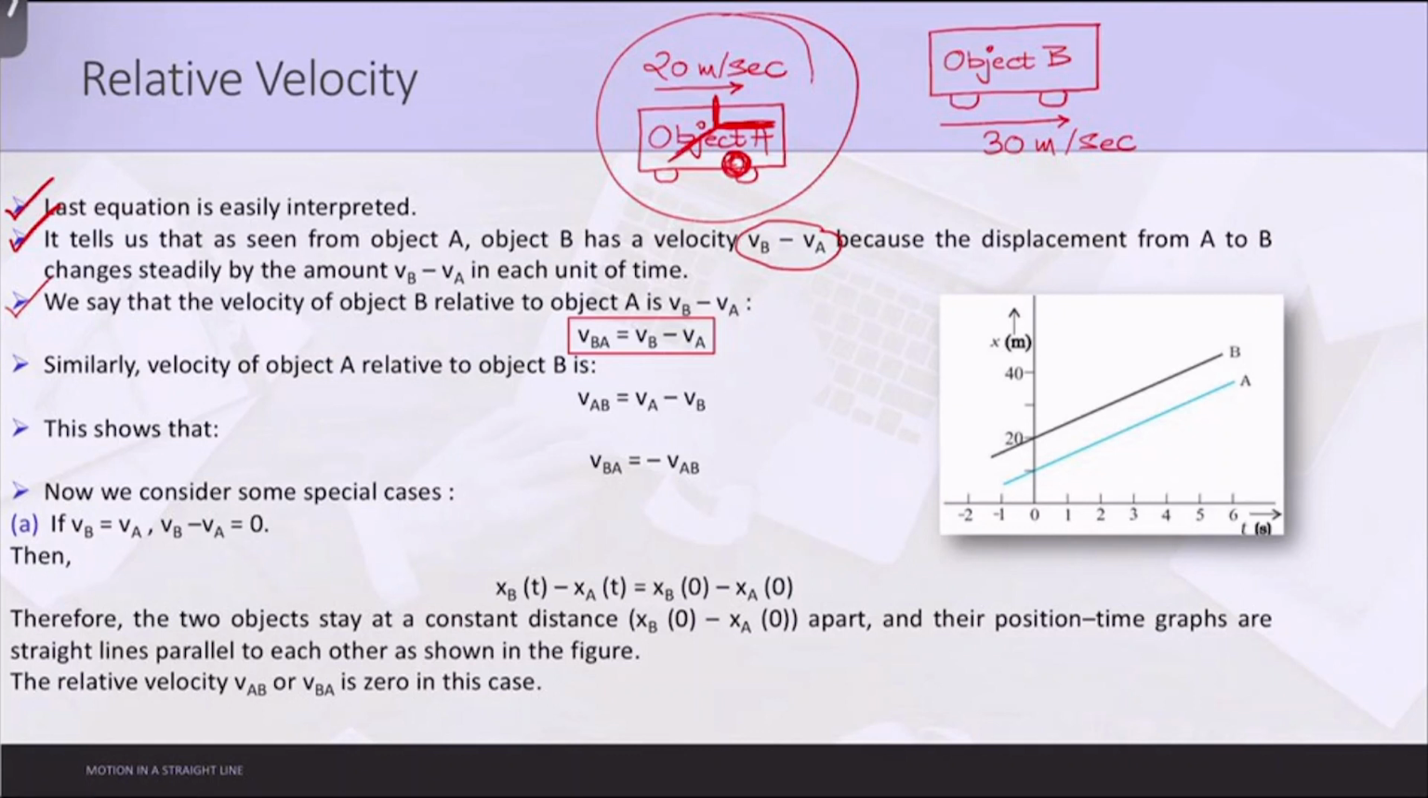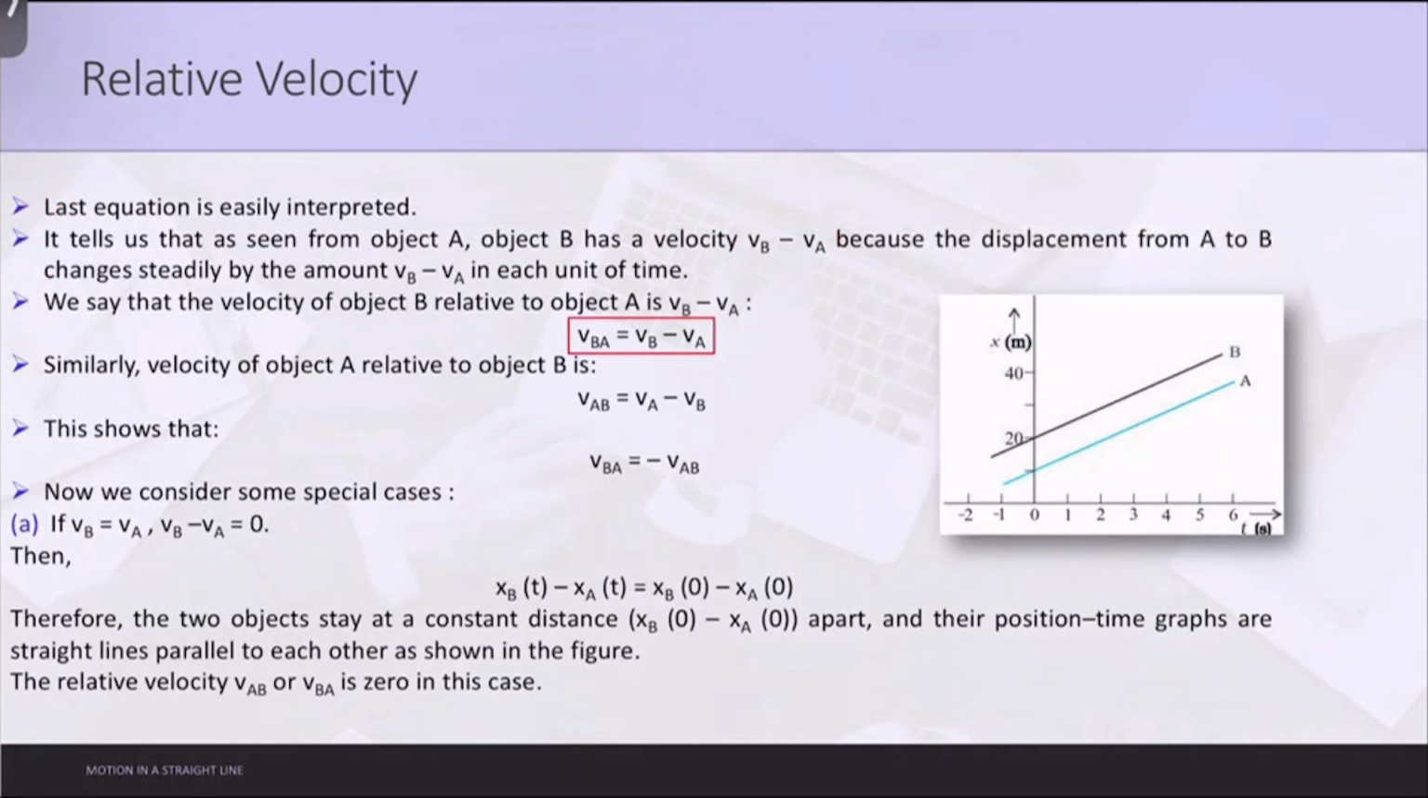So we say that the velocity of object B relative to object A is VB minus VA, which is also written as, so now let us go to mathematical details. It is nothing but VBA. Please remember the first thing is written first, so it's VB minus VA. Similarly, the velocity of object A relative to object B, just reversing it, you will get VAB equal to VA minus VB.